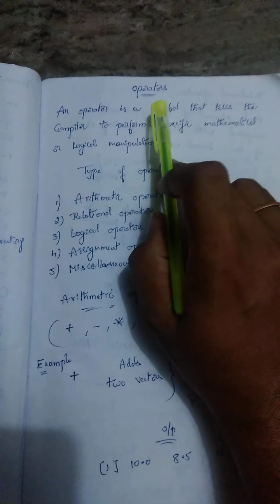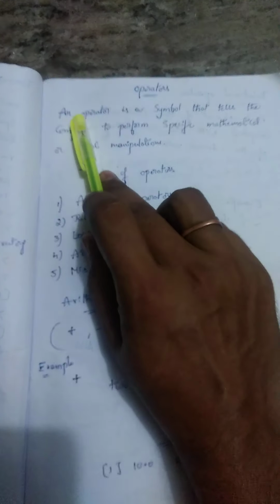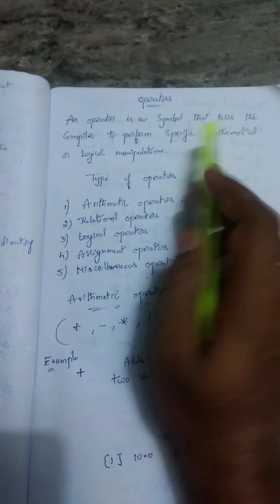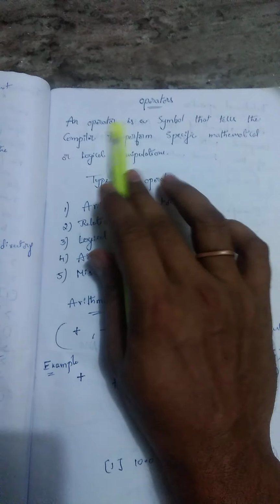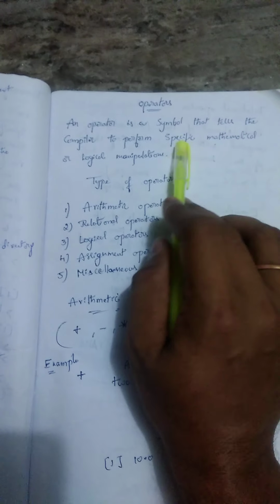Okay, my dear students, this video is about operators. An operator is a symbol that tells the compiler to perform a specific mathematical or logical manipulation.